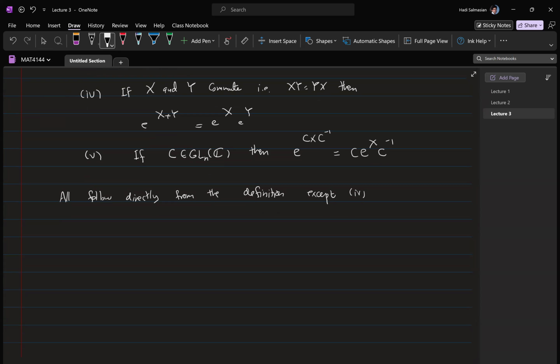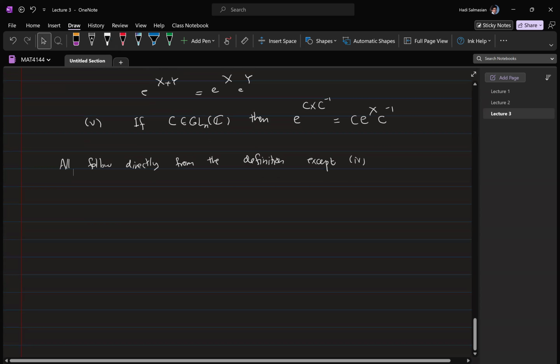So let's write the two sides. For 4, maybe I just briefly explain how the argument goes. So let's look at this summation. This is the sum of the first m terms for e to the x. So this is approximately e to the x. And take the sum of the first m terms for e to the y.